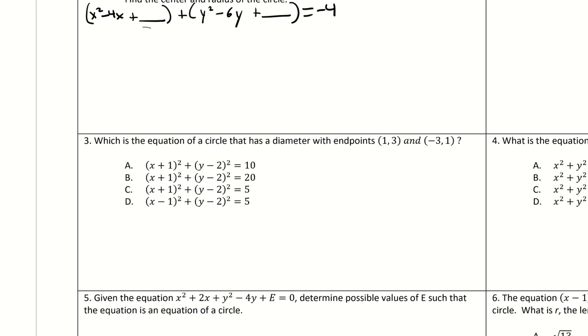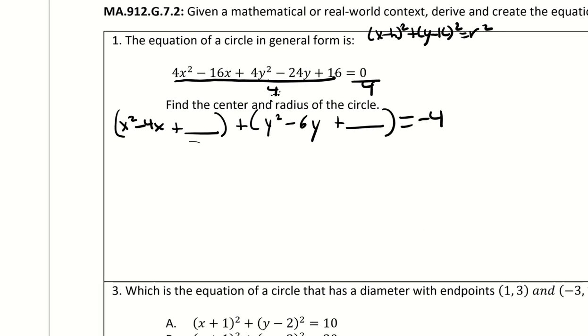All right, so that's what we want to do. So what we're going to do is take this middle number, we can ignore the negative, divided by 2 and then square it. Same thing here, this middle number divided by 2 and then square it. And so that gives us 4 and 3 squared is 9.